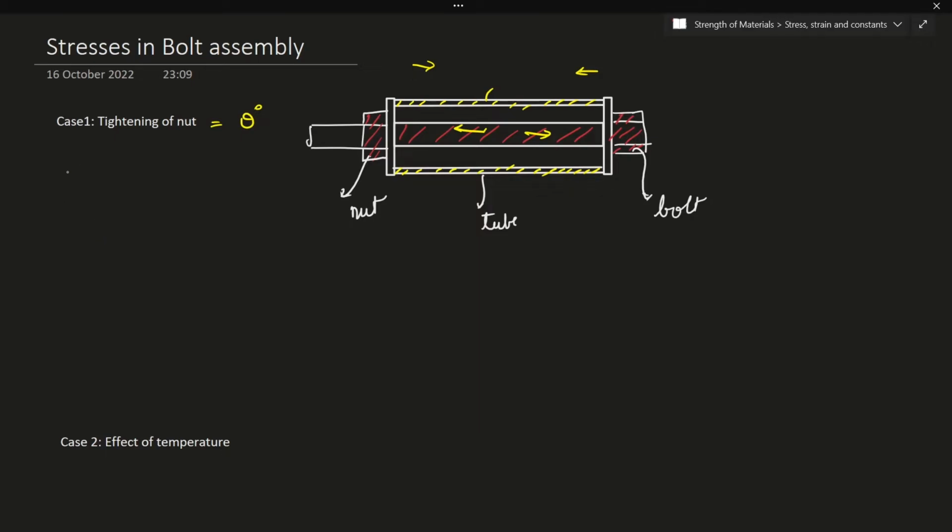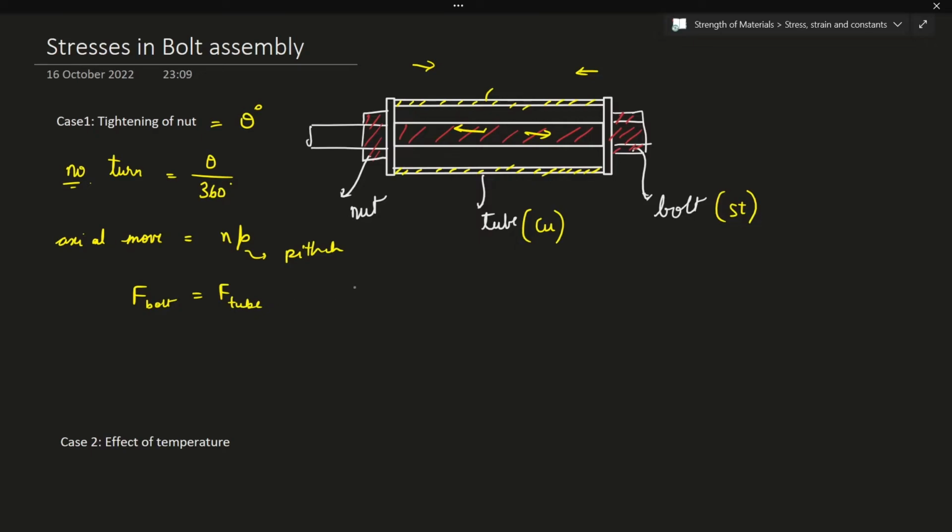Alright, so now the case 1, if we are tightening the nut by theta degrees. What would be the total number of turns? The total number of turns of the nut is given by theta divided by 360. Right, so now what would be the axial movement? The axial movement will be given by n into p, where p is the pitch of the thread. For equilibrium we are going to write two different equations to solve the problem. The force experienced by the bolt will be equal to the force experienced by the tube. If the tube is made of copper and the bolt is made of steel, I'm going to end up with sigma s As equal to sigma c into Ac. So this will be my first equation.